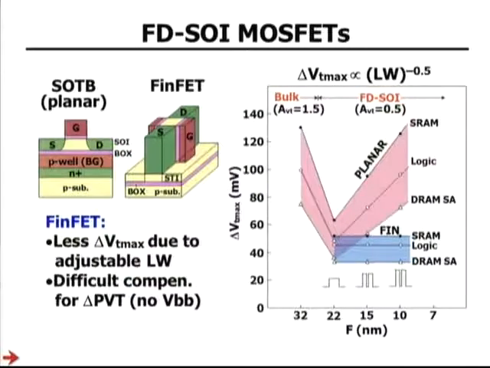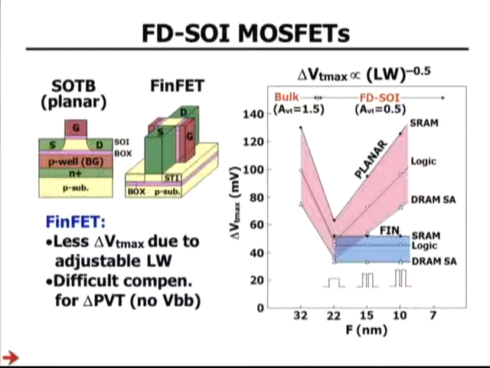As you can see on the left, FD-SOI MOSFETs have 2 types of practical structures, SOTB, that is a planar ultra-thin box, and FinFET. They enable low-voltage operation due to reducing the maximum variation in VT, delta VT max, inversely proportional to the square root of MOSFET size LW.